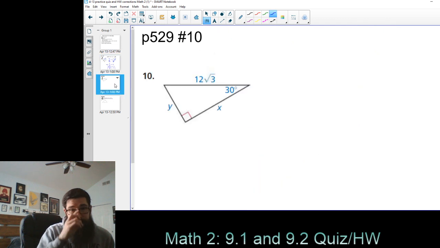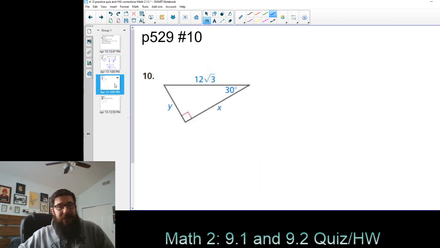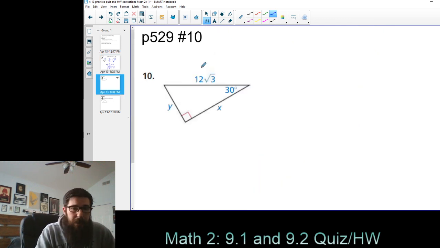Next one. It was page 529. It was basically problem 10. First, can you identify what type of triangle it is? We obviously know it's right. All of these are going to be right triangles. If I have a 30 right here and a 90, my last angle has to be 60. So for this, we've got a 30, 60, 90.